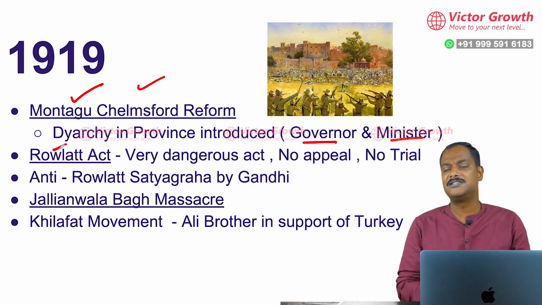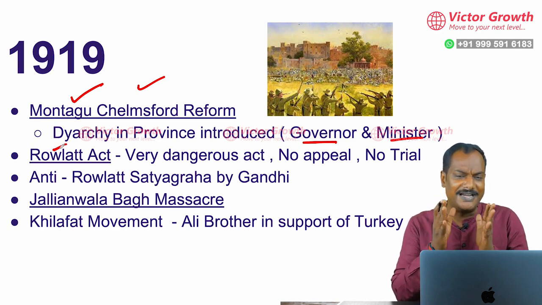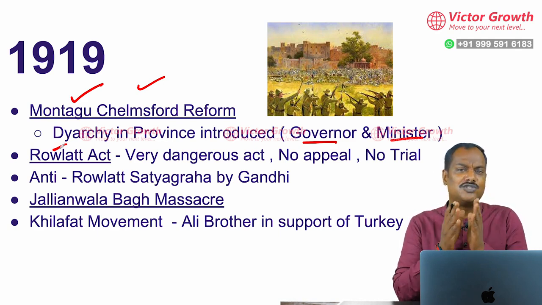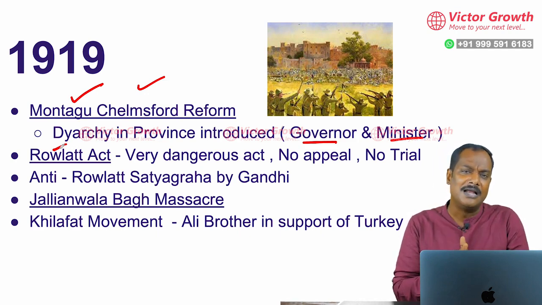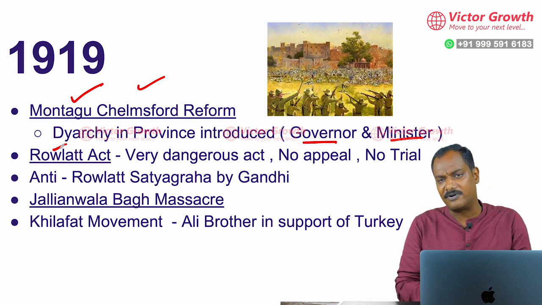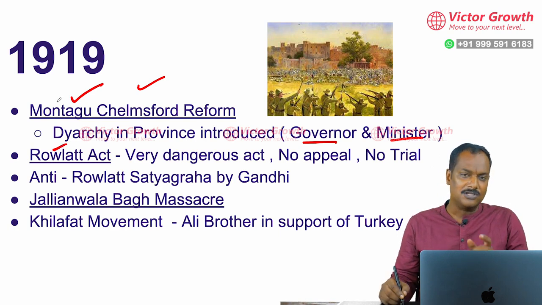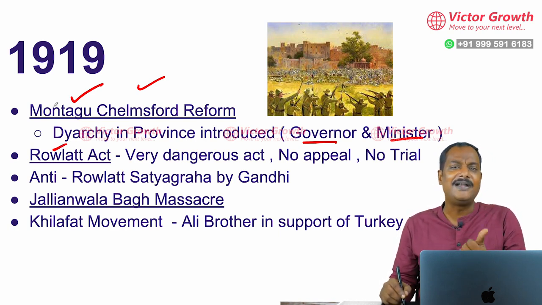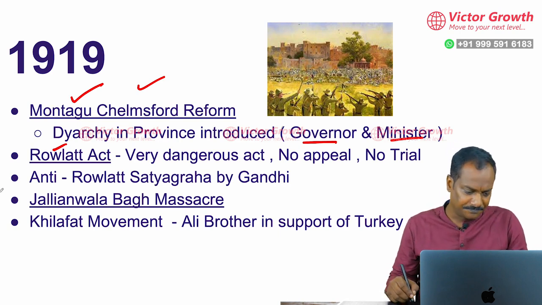In 1919 itself, there was the Rowlatt Act passed by the British. It is a dangerous act, a draconian act. Anybody can be arrested and there is no trial for 2 years. This was a very important trigger for protest in India, and Gandhi utilized it by having an all India anti-Rowlatt Satyagraha. Against the Rowlatt Act, we had the anti-Rowlatt Satyagraha, an all India Satyagraha by Gandhi.